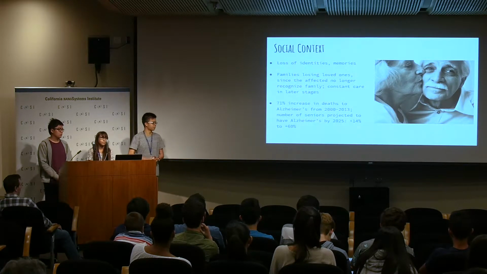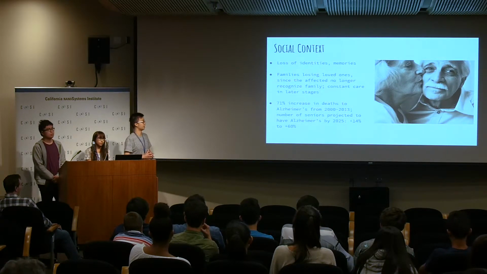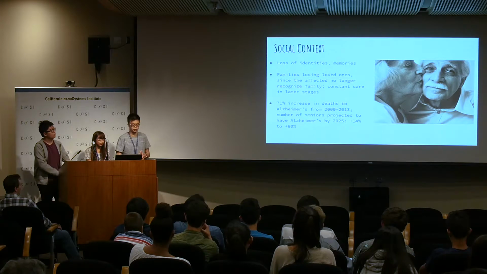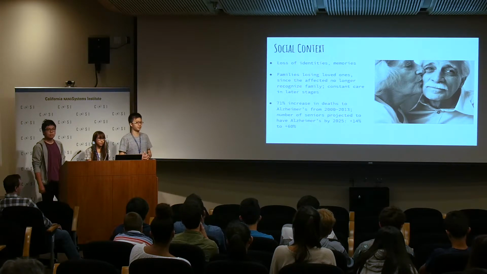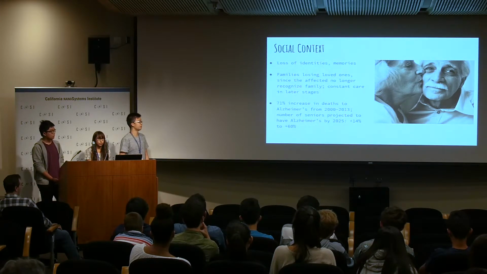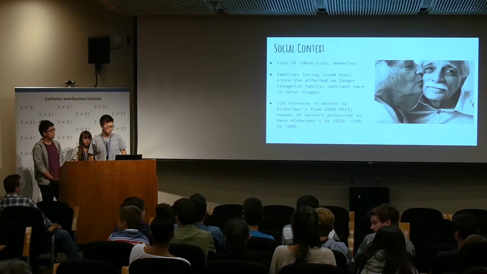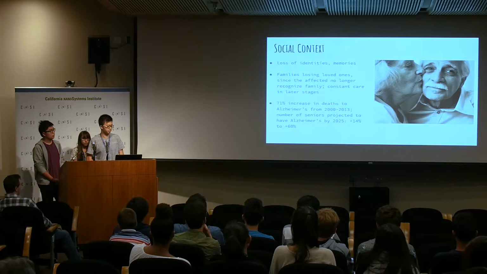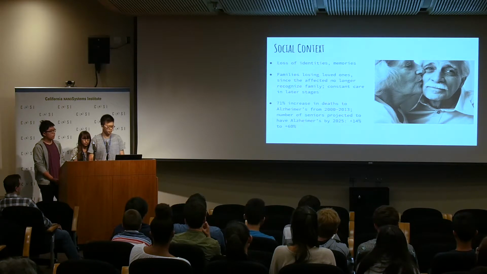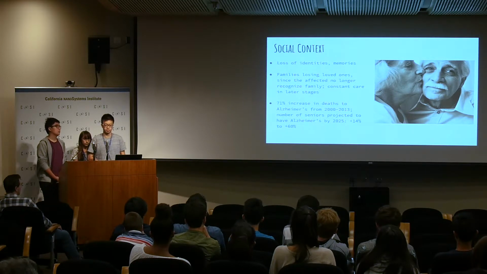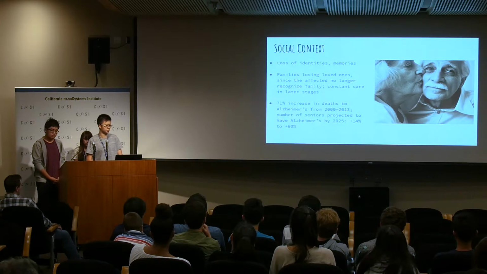So some of the social ramifications of research into Alzheimer's is that those affected by the disease tend to lose their memories and then eventually even their identities. And this especially affects the families of those who are affected by Alzheimer's because the affected basically no longer recognize their family, and also constant care is required toward the later stages.